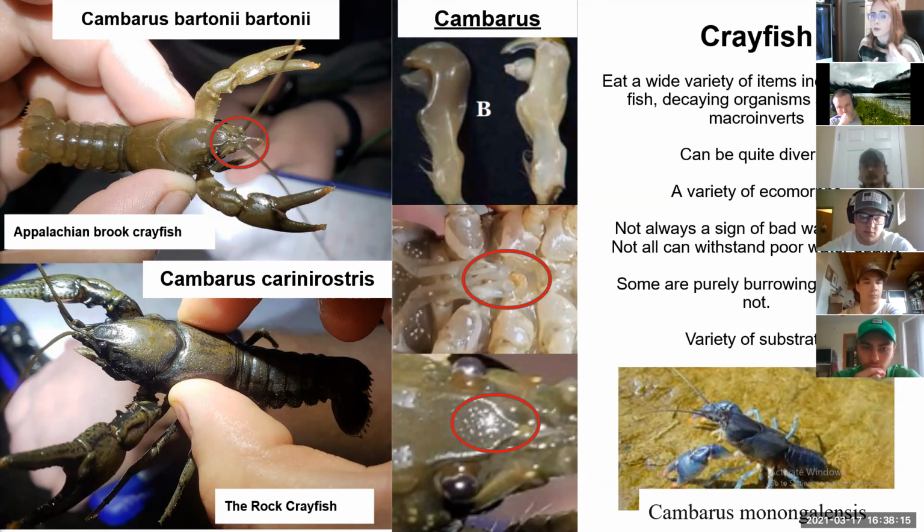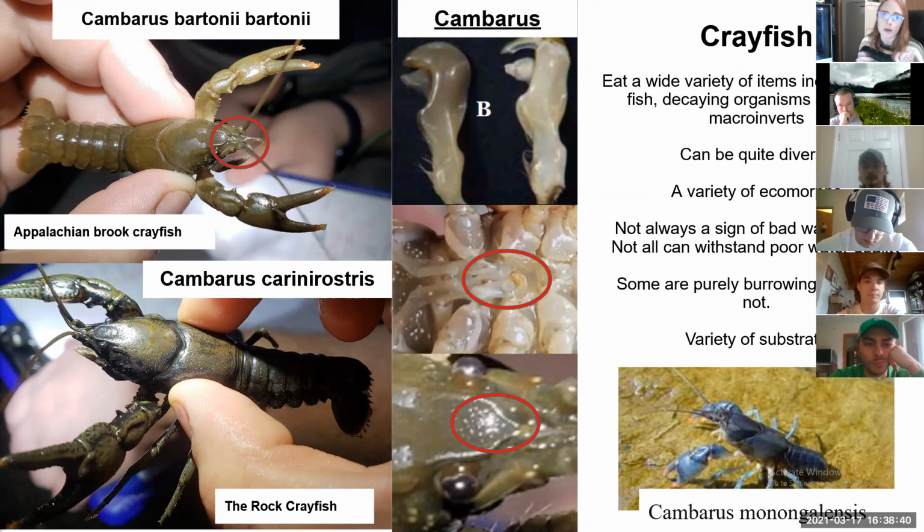Some are purely burrowing, others are not. Some you'll never see. They spend their entire life cycle underneath the ground. Others have their own little burrows that they live in, and you'll see them skittling about. They exist in a variety of substrates, so not just rocky substrate, but a lot of those burrowing ones actually live in finer sediment. So I want to make you guys aware of two genera.